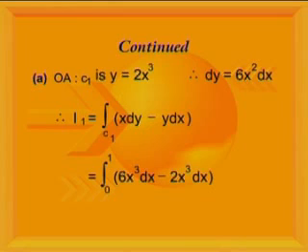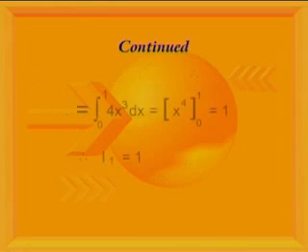And ultimately this integral is equal to the integral of 4x cube with respect to x from 0 to 1. And the integral of 4x cube is very easy, that is x to the power 4, and after substituting these limits, x is equal to 0 lower limit, x is equal to 1 upper limit, the result is equal to 1. So this integral I1 is equal to 1.